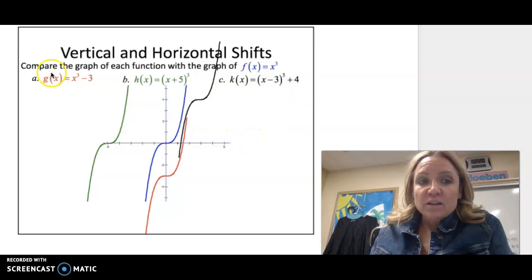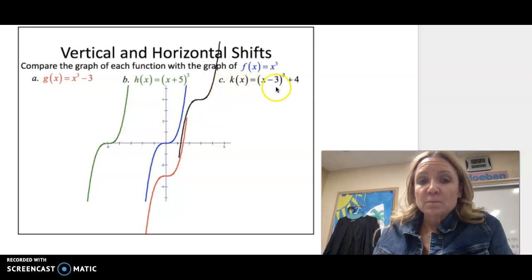And so let's look. Okay, so the red one, part A, is after the cube, you're going to subtract 3. So the blue shifts down 1, 2, 3. So it has a vertical shift down. Part B is going to be green, and this one is adding 5 before the exponent. And so the blue moves 1, 2, 3, 4, 5 units to the left.